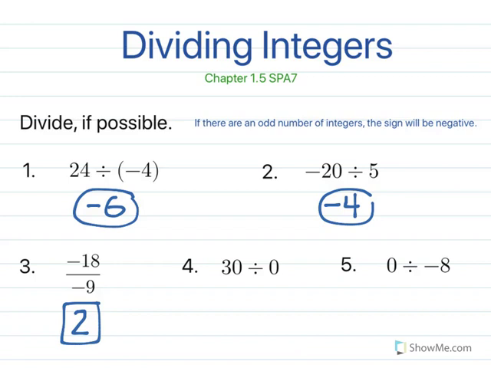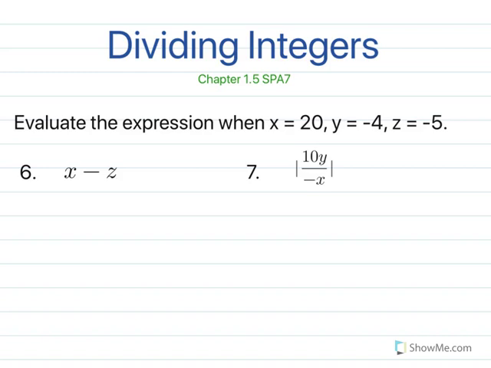And so if you divide by 0, the answer is called undefined, is what we usually say. So it means it can't happen. So for number 4, I'd write down undefined. And then for number 5, 0 divided by negative 8 would just end up being 0, because 0 divided by any number equals 0. Okay, let's go ahead and move on to solving some algebraic expressions with integers.